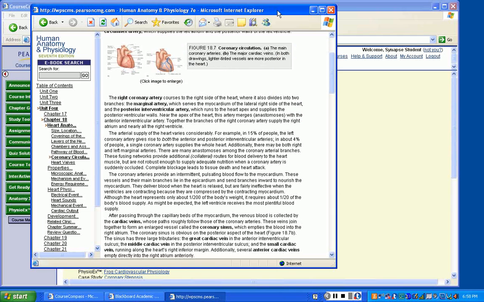See, we know all arteries carry blood away from the heart, but that's not what I'm asking. They carry it to the muscle. The coronary arteries carry blood to the heart muscle. Very important. To the heart muscle. The coronary veins carry blood to the right atrium. Nice. To the right atrium.